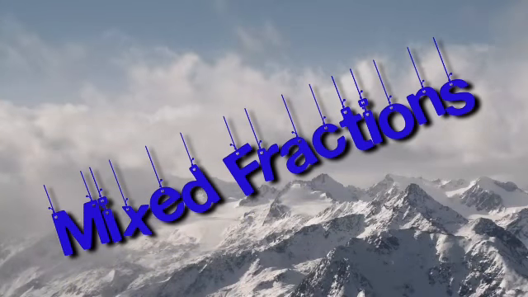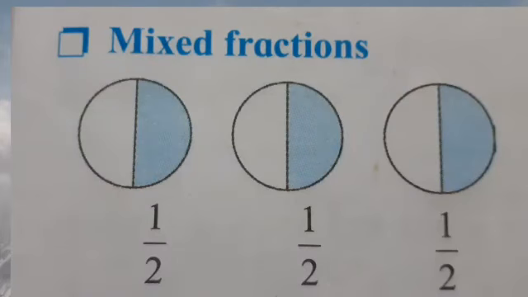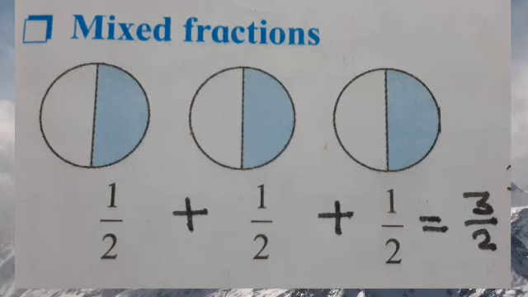Let's move on to our next topic, that is mixed fractions. Students, observe the circles given on the screen. Half of each of the 3 circles is colored. That is 3 parts, each equal to 1 by 2 of the circle, are colored. The colored part is 1 by 2 plus 1 by 2 plus 1 by 2. That is 3 by 2. 3 by 2 means 1 and a half circles.